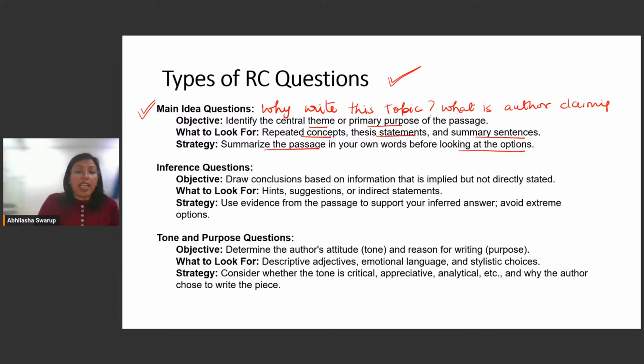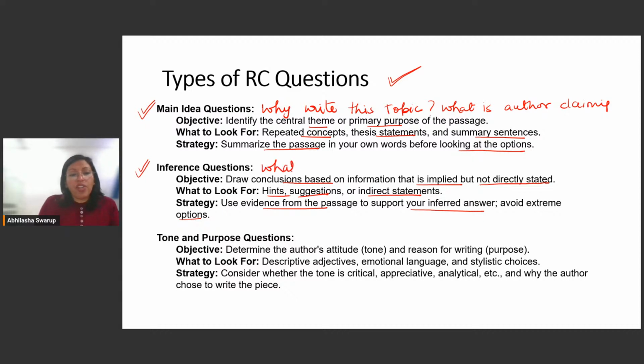Then the second type of question, and this is very popular, is the inference question. How do you do these? You draw conclusions based on information that is implied but not directly stated. You look for what the author meant by what he said. What do you look for? You look for hints, suggestions, indirect statements, and statements that lead to conclusions. As strategy, you use evidence from the passage to support your inferred answer. Avoid extreme options, of course, all of that.